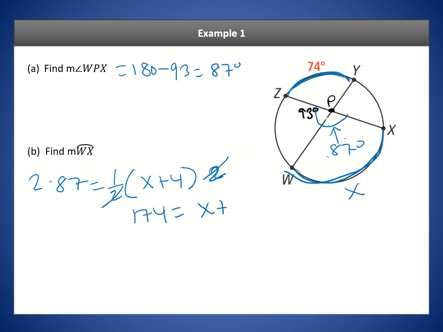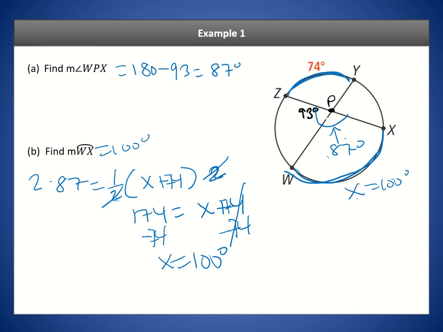which is equal to X plus 74. So now I can subtract 74 on both sides, and I get X is equal to 100 degrees. Okay, so if we knew this angle, we can take half the sum of its arcs here, X plus 74, and then multiply by 2 to get rid of the half, and then subtract the 74 to get the arc. So now we know that arc WX is 100 degrees. If I were to average these two arcs, 174, I should get 87.